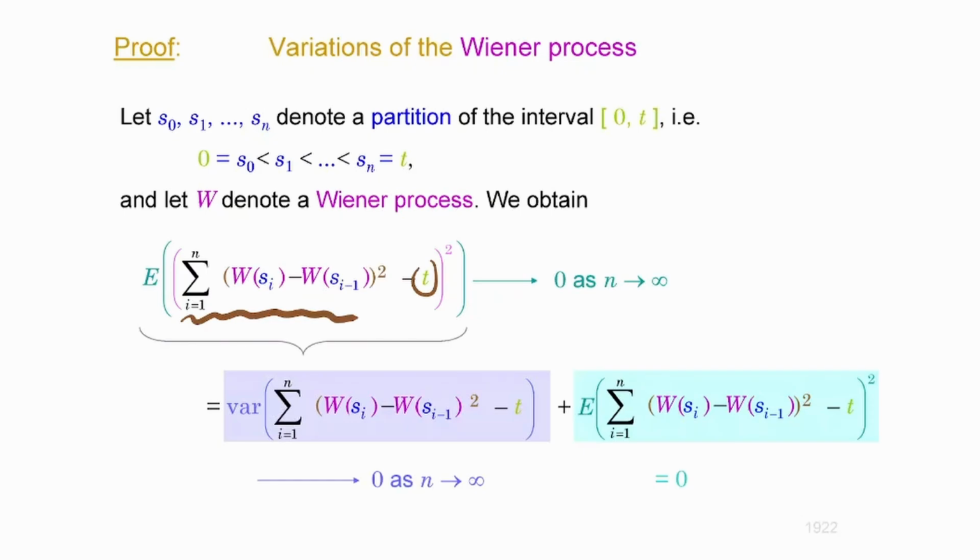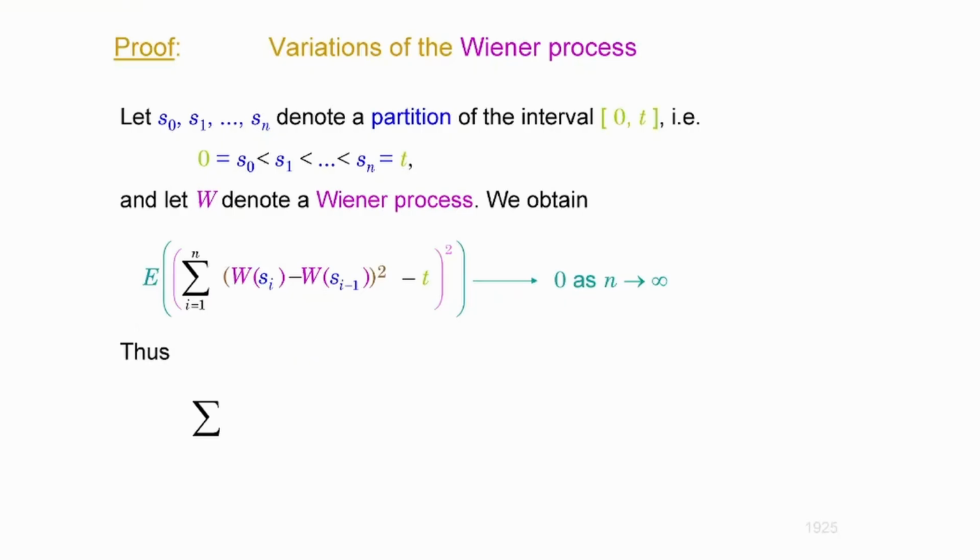That's basically the final result. So that means that t is the quadratic variation of the Wiener process. I'm going to summarize it in a slightly more structured way, but that was the major result. So t is the quadratic variation of the Wiener process.